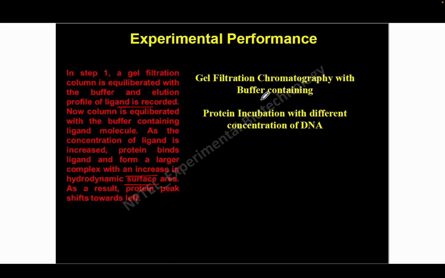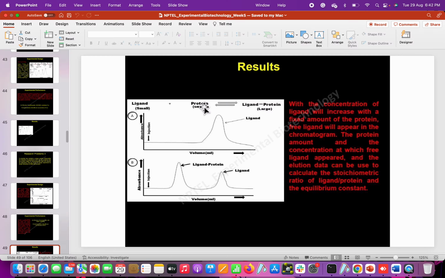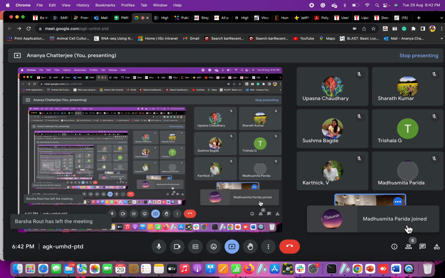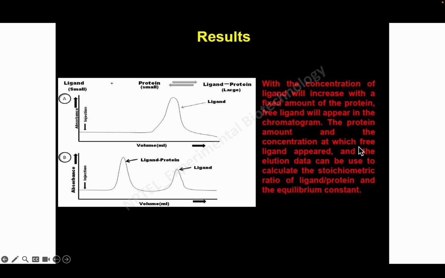So in gel filtration chromatography, you can incubate your protein with different concentrations of ligand or DNA, so you will get to know what concentration is getting bound. With increasing concentration of ligand and a fixed amount of protein, free ligand will appear in the chromatogram. The protein amount, the concentration at which free ligand appeared, and the elution data can be used to calculate the stoichiometry ratio of ligand to protein and the equilibrium constant. So from how much free ligand is present and how much ligand-protein complex is present, you can calculate the equilibrium constant.